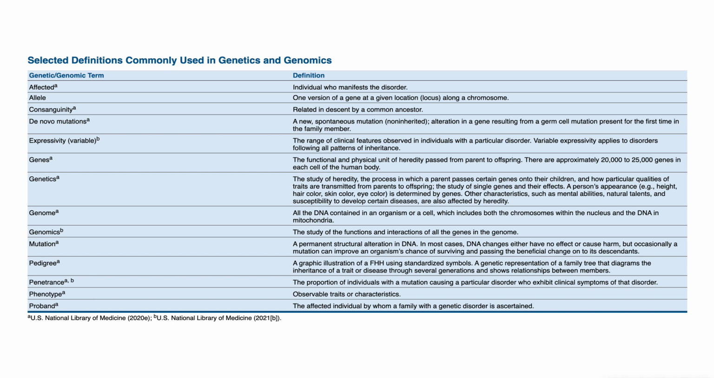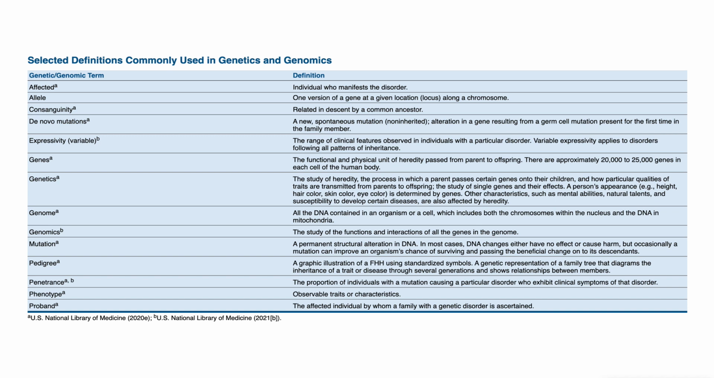The genome is all the DNA contained in an organism or a cell, which includes both the chromosomes within the nucleus and the DNA in the mitochondria. Genomics is the study of functions and interactions of all the genes in the genome. Mutation is a permanent structural alteration in DNA. In most cases, DNA changes either have no effect or cause harm, but occasionally a mutation can improve an organism's chance of surviving and passing the beneficial change on to its descendants.